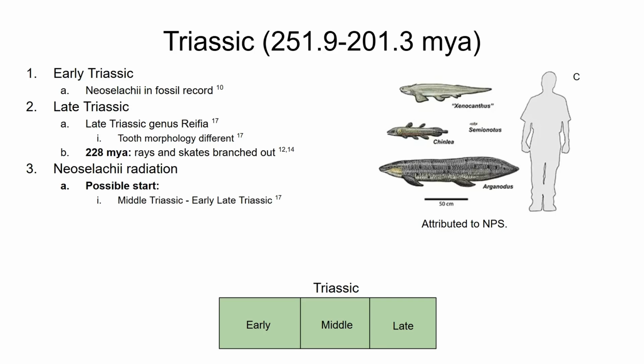Did Neoselachian sharks first appear in the Paleozoic era? What new Neoselachian genus appeared during the late Jurassic? When did rays and skates branch out from sharks? At what time did the new shark species grow in numbers?